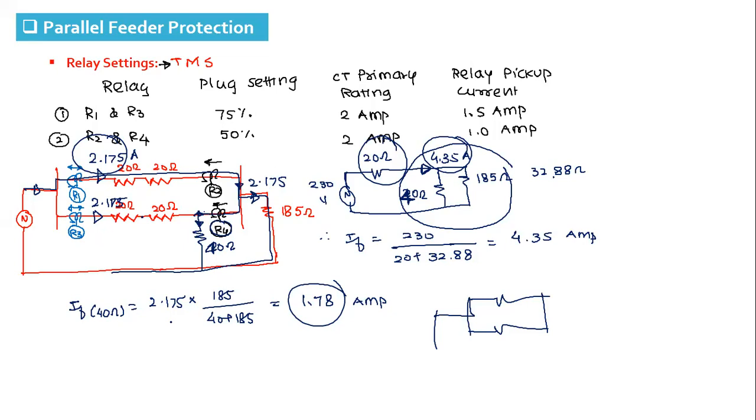Okay. So remember the current through this relay is 1.78 ampere, correct? Now to find TMS, what we need to do? To find TMS, we have to find out the operating time of R4, and to that we have to add 0.25 seconds, so that is the time of operation of R4. The same thing will happen to R2 and R3. Now see, R1 and R3 are the backup relays to R2 and R4. So we can select the minimum time of operation for R2 and R4.